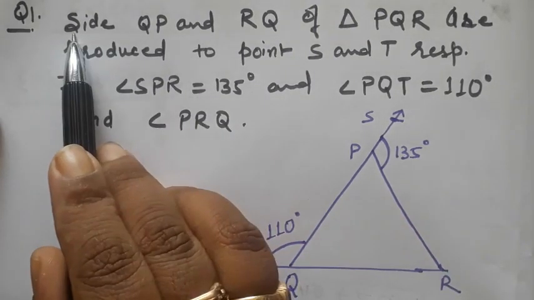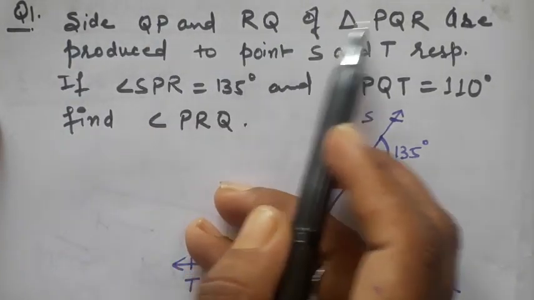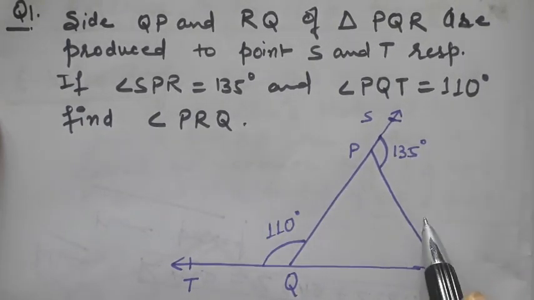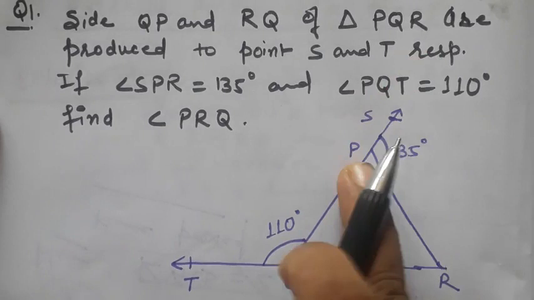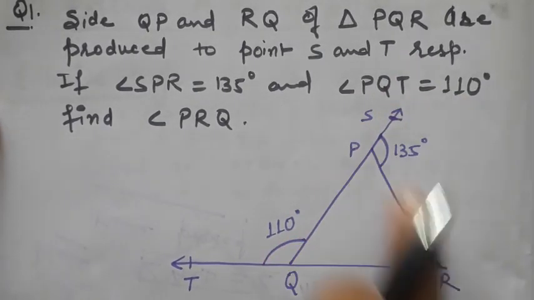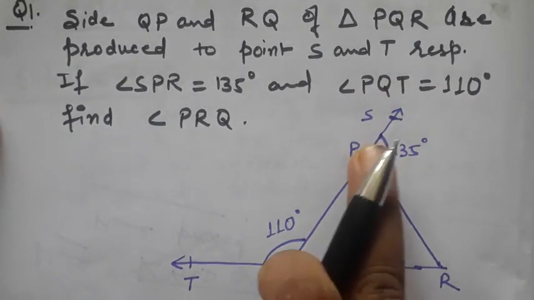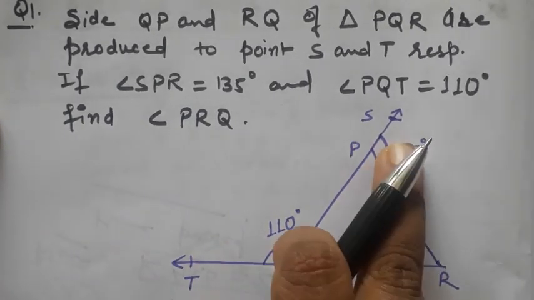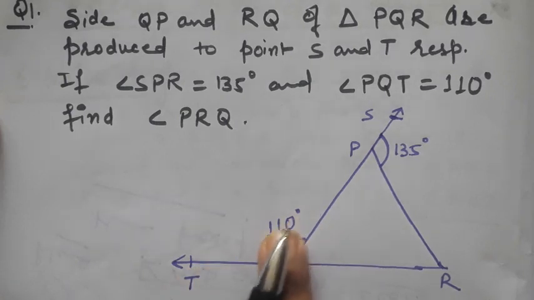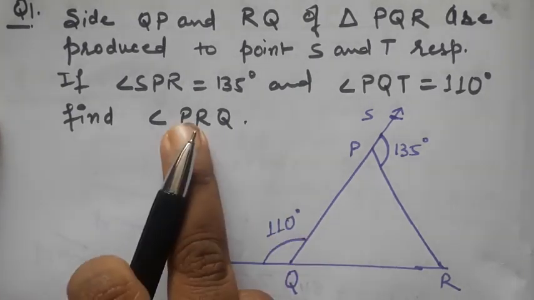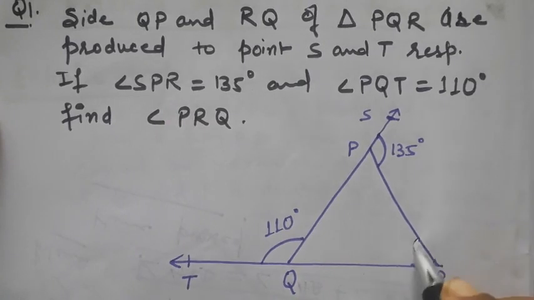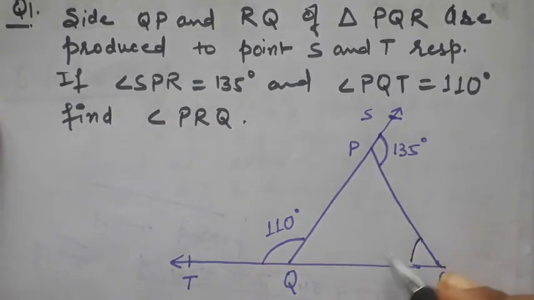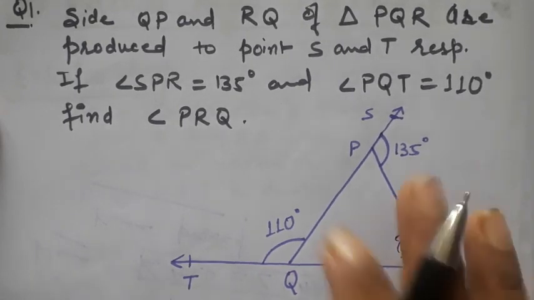See, from the figure, sides QP and RQ of triangle PQR are given to you. Side QP is produced to point S, and angle SPR is 135 degrees. By producing RQ to T, we get PQT as the exterior angle, that is 110 degrees. We need to find PQR, we need to find PRQ.